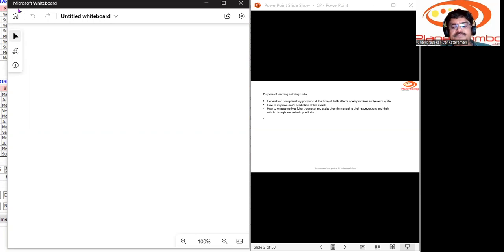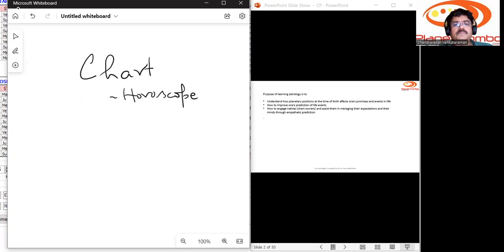Now, let me cover the basics of what are the tools that astrology uses to predict events. Okay, so the first tool is the chart. In traditional terms, this is also called the horoscope. The second tool or the model is called transit.